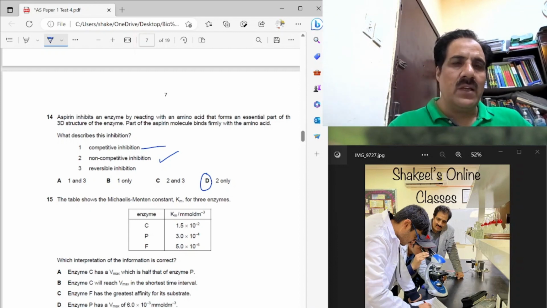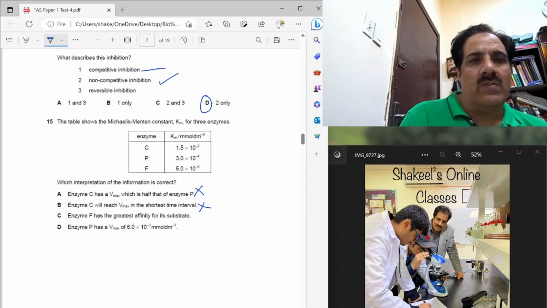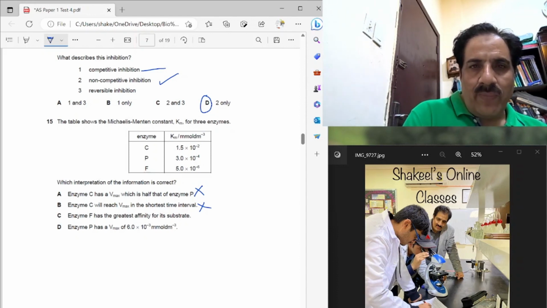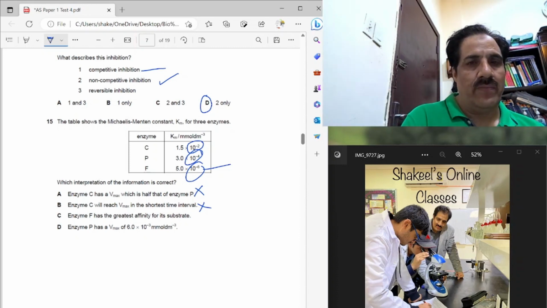Question number 15. The table shows the Michaelis-Menten constant Km for 3 enzymes. Which interpretation of the information is correct? Enzyme C has a Vmax of this. We cannot say from Km value. Enzyme C will reach, we do not say. And the Michaelis-Menten constant is always related to the enzyme affinity for the substrate. Lower the Km value, higher is the enzyme affinity for the substrate. So we can see here that the Km values are 10 to the power negative 2, negative 4 and negative 6. So negative 6 is the lowest Km. So C has the greatest affinity of enzyme for the substrate. That means C is the correct answer.